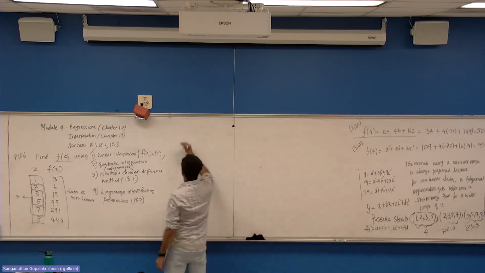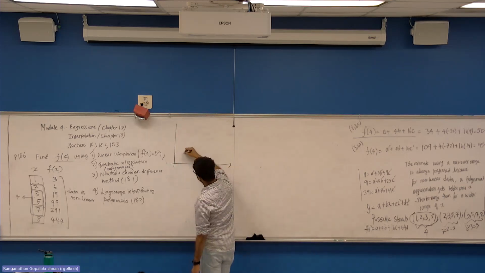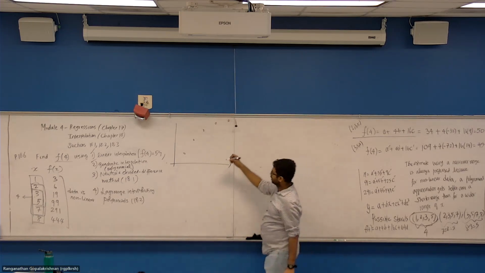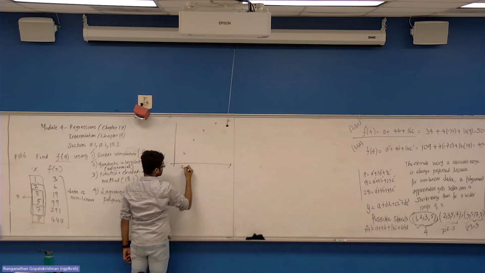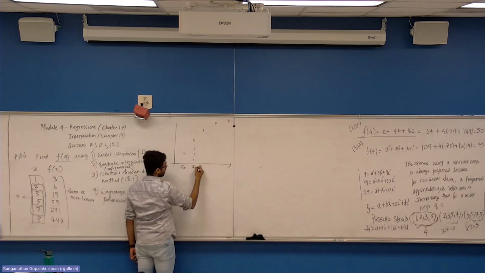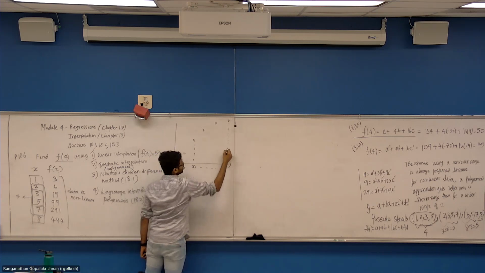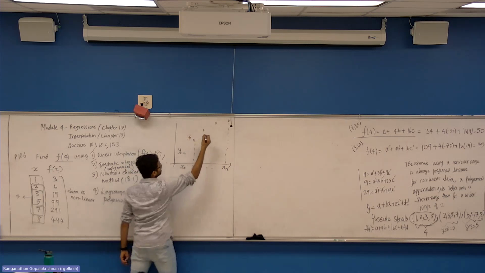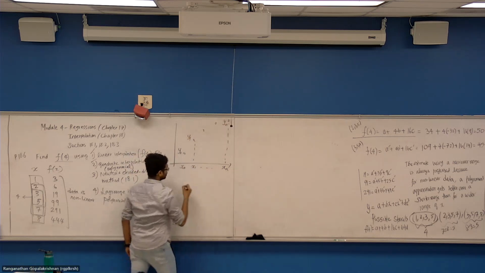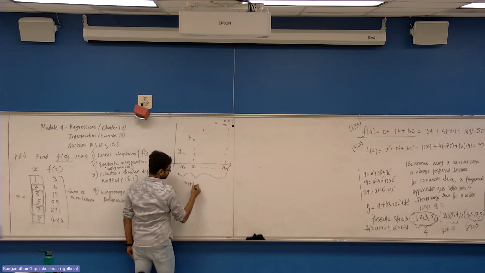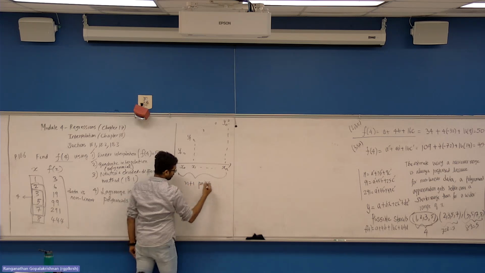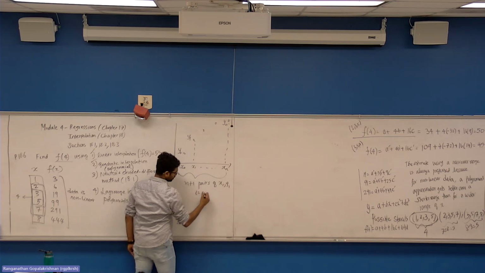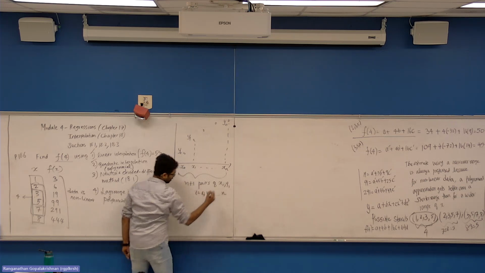Suppose you have a data set plotted like this. It starts with x naught, the second point is x1, and it goes up to xn. So you have y naught, y1, up to yn. That is n plus 1 pairs of xi, yi, where i runs from 0, 1, 2 up to n.